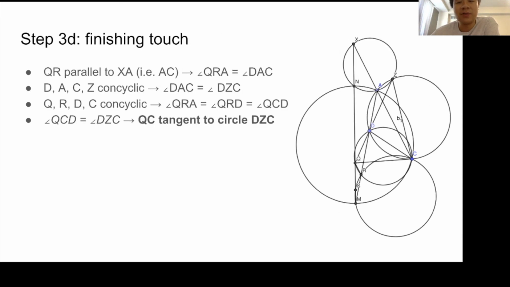Okay, QR parallel to XA. Since QR is parallel to XA, we can finish the solution by doing even more angle chasing over here, and in the end we get QCD equals DZC. So QCD equals what? DZC. This is precisely the same as saying that QC is tangent to the circle DZC, and we are done.